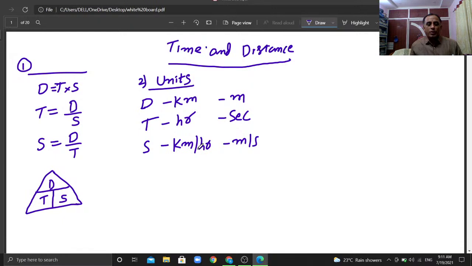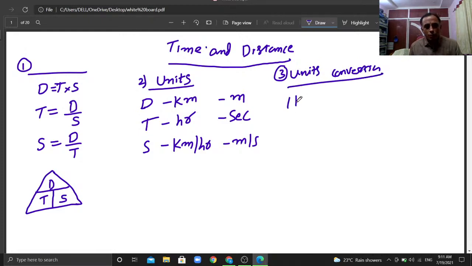Then what is the third point? How to convert the units. Third point, units conversion.